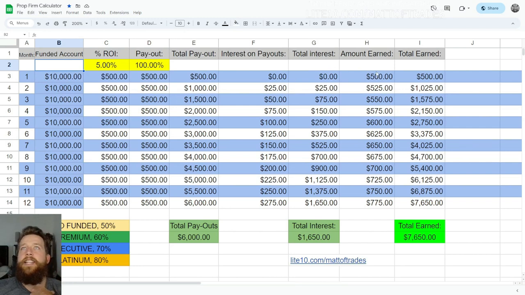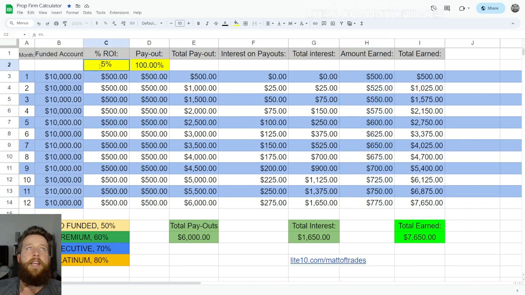So right here is the total amount earned in that month, and then this is how much you made overall as the months go on. Now, 5% of 10,000 is $500, and as you continue to reinvest that $500 that you make, as you can see, as the months go on, your monthly return increases.